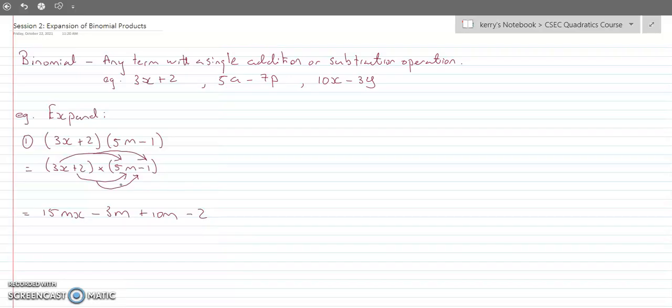Yeah? So now we see, right? Oh, sorry, this is supposed to be minus 3x. My apologies, right? So let's clear that up there. So 3x by minus 1 is minus 3x. Now you look to see which of these you could add together.